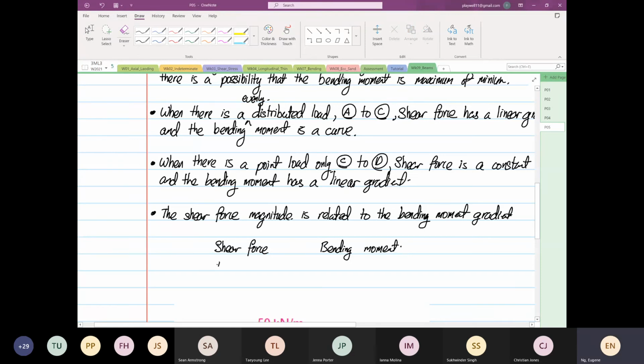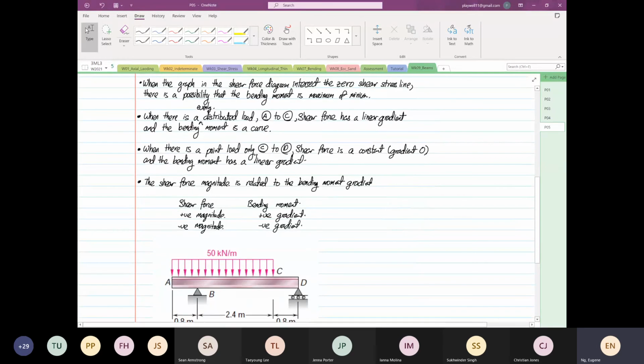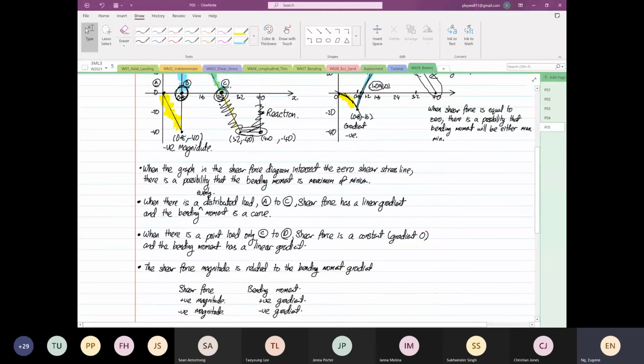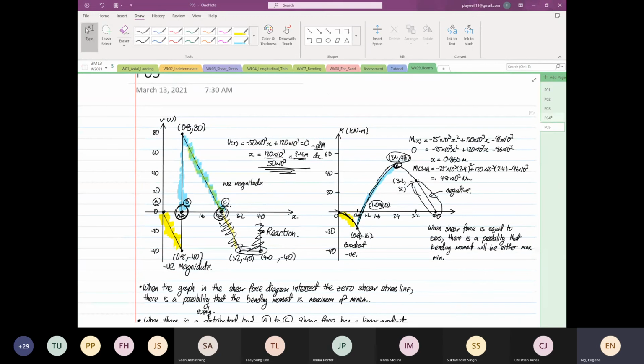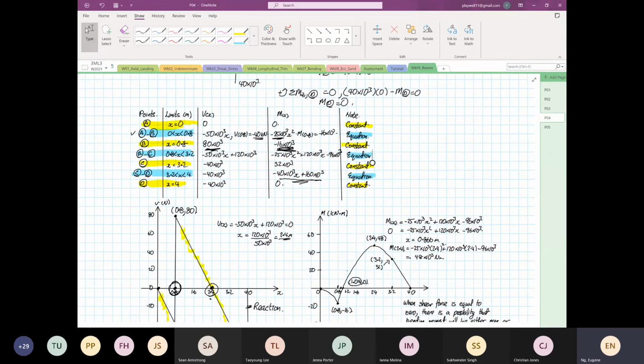So when the shear force magnitude is positive, the gradient of the bending moment has to be positive. When the magnitude is negative, the gradient will be negative. So these are the things that you have to know. That's why it's not just drawing a diagram. What does it actually mean? As I mentioned before, we are letting the math solve out the equations.